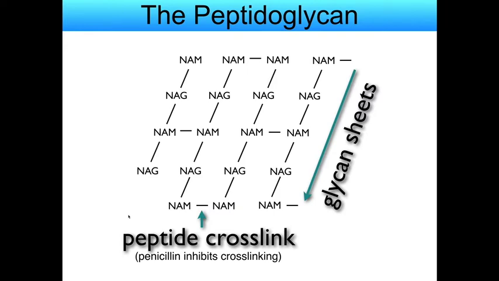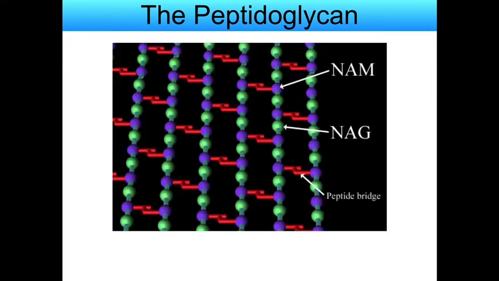And these transpeptidases actually bind penicillin and are inhibited, so they cannot cross-link in the presence of penicillin or other beta-lactam antibiotics. Because of that, these transpeptidases are called penicillin-binding proteins. Here's another cartoon of the peptidoglycan. Here's N-acetylmuramic acid forming a peptide cross-link with a neighboring N-acetylmuramic acid and N-acetylglucosamine.